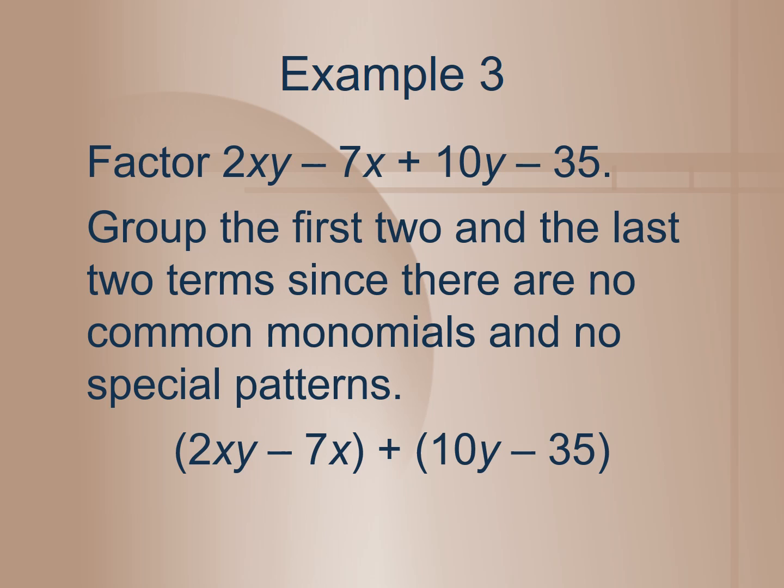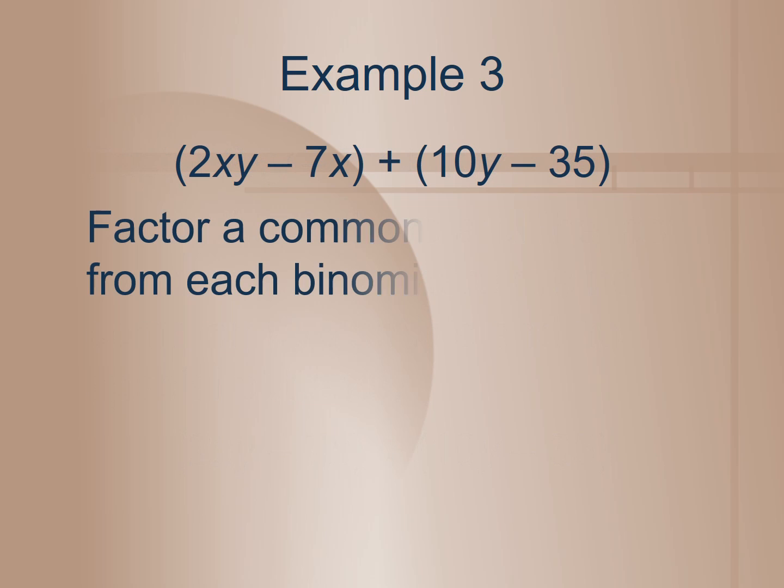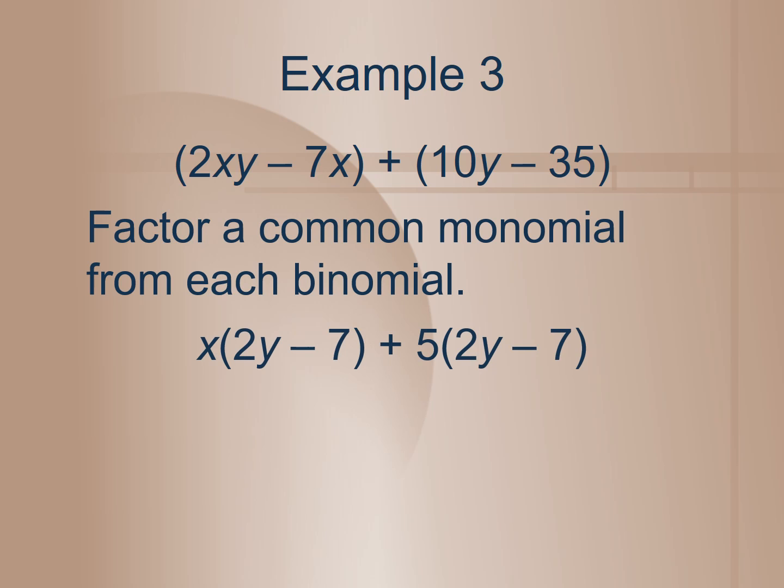So now that I have those grouped together, I can factor an x out of here, and I can factor a 5 out of here. When I do that, I'm left with 2y minus 7 with that x, because that will go back to 2xy minus 7x. And over here, I factor out the 5, leaving me 2y minus 7, because 5 times 2y is 10y, and 5 times negative 7 is negative 35.